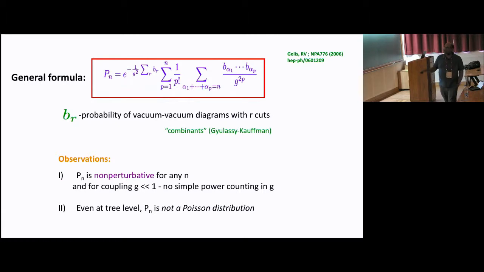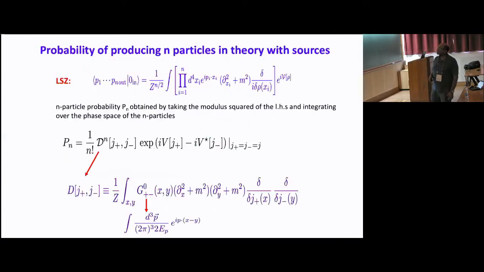So a few observations. First of all, this object is non-perturbative for any n. So even if n equals 1, even if I'm producing one particle, it's non-perturbative because I have this factor 1 over g squared sitting there. So if g is large, or g small, there's no simple power counting. And even at tree level, this is not a Poisson distribution. So it's a very non-trivial distribution that you have. This is a general thing that one can derive.